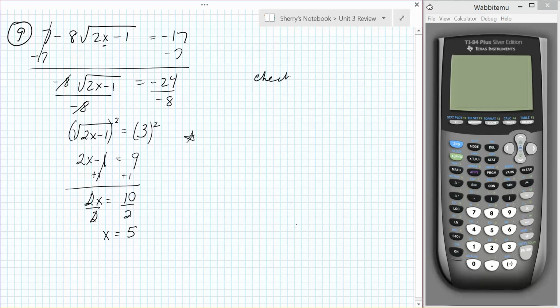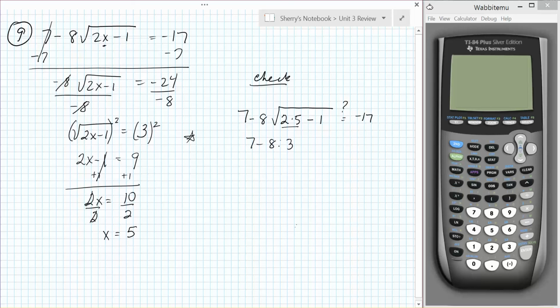But now, of course, we want to check. To check, always go back to the very original problem. So the original problem was 7 minus 8 times the square root of 2 times x, which we just figured out to be 5, minus 1, and we want to see, is that equal to negative 17? So we just want to evaluate it. Notice here 2 times 5 is 10, 10 minus 1 is 9, so then we have the square root of 9, which is just 3.